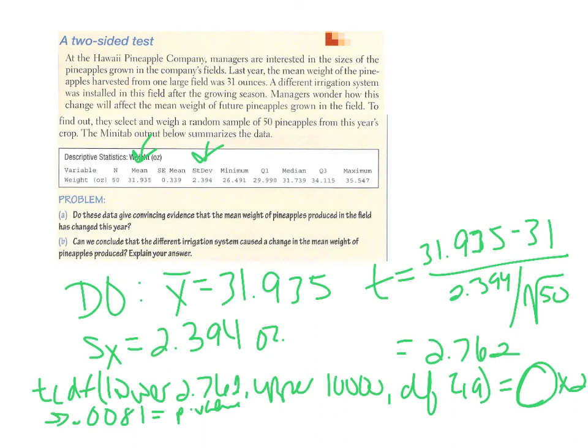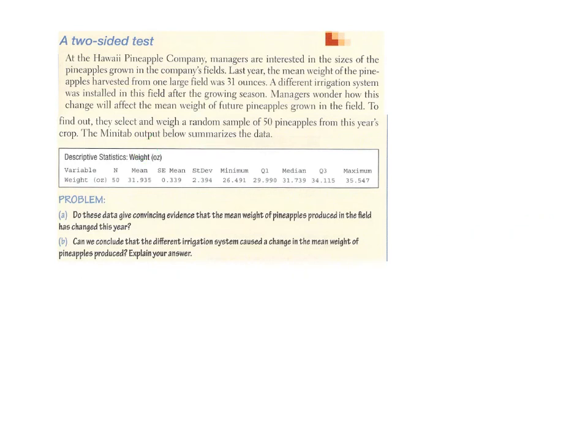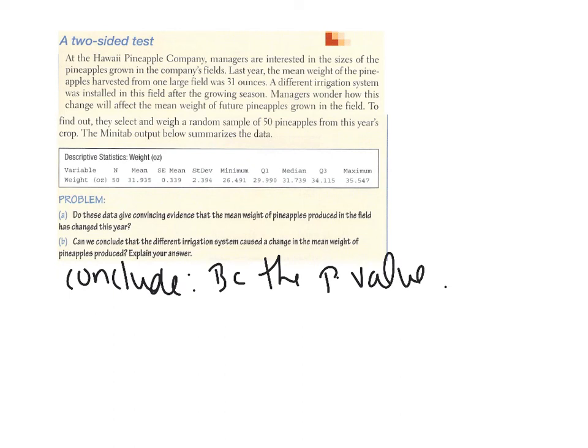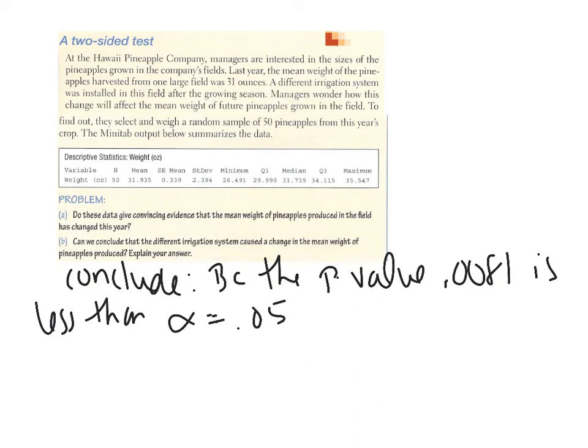So now I move into my conclusion. Let's get rid of this step 3, and let's do our conclude part. Because the p-value of 0.0081 is, this time, less than my alpha of 0.05, we reject the null hypothesis.